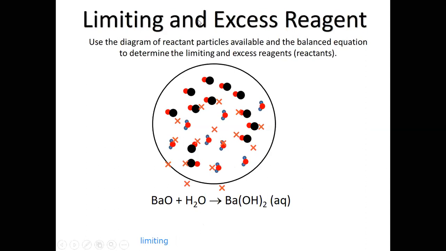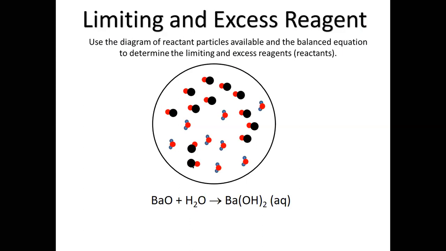Let's clear this and start again. Okay, so now we have 2 different particles available. It looks to me like we have barium oxide, barium and oxygen, and we have water. So our 2 reactants are BaO and H2O. So what we're going to do is cross them out in the very specific ratio that it's identified as. So it looks like there's a 1-for-1 ratio here.